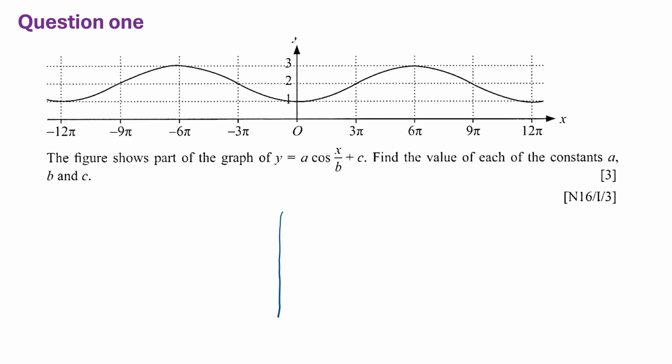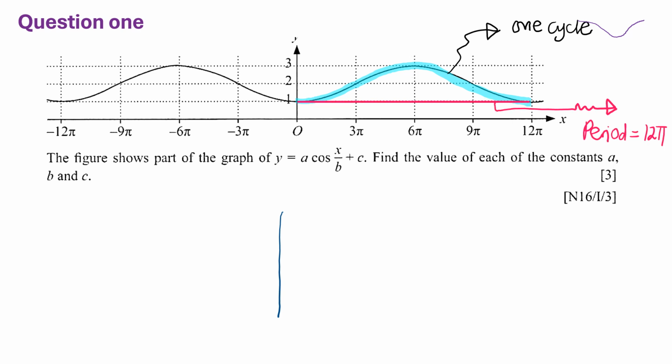The upright cosine curve will be like a buttercup or a belly, or like a head turned the other way around. So this is an inverted cosine curve, and we can recognize that this is one cycle. The range is between 0 to 12 pi, so the period is 12 pi. To find the period, since we're talking about the unit in radian, it would be 2 pi divided by b.